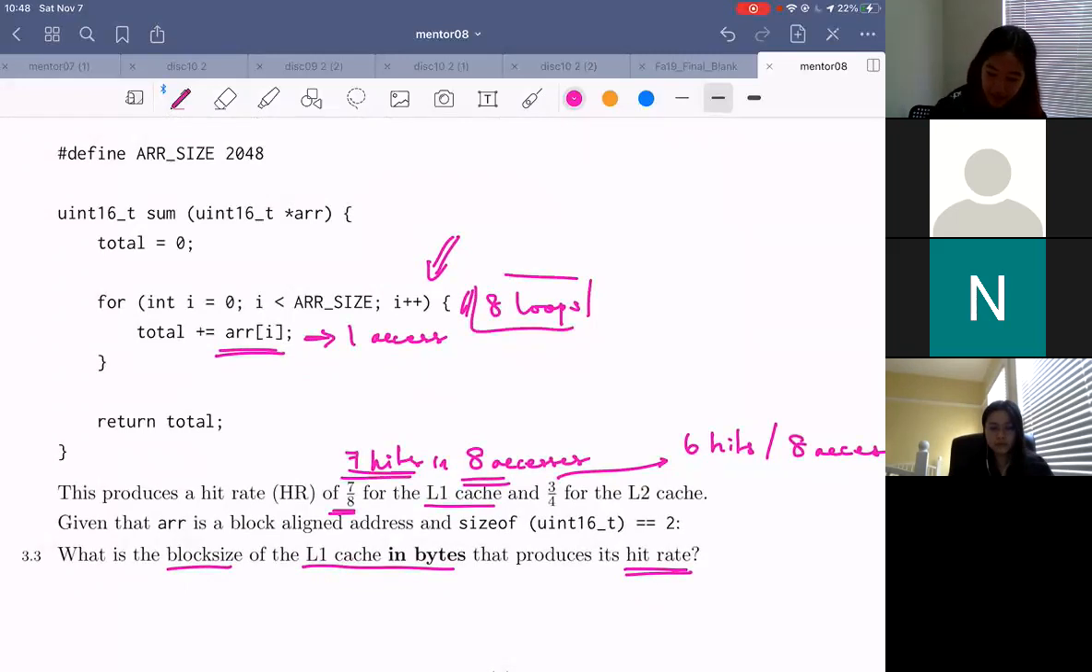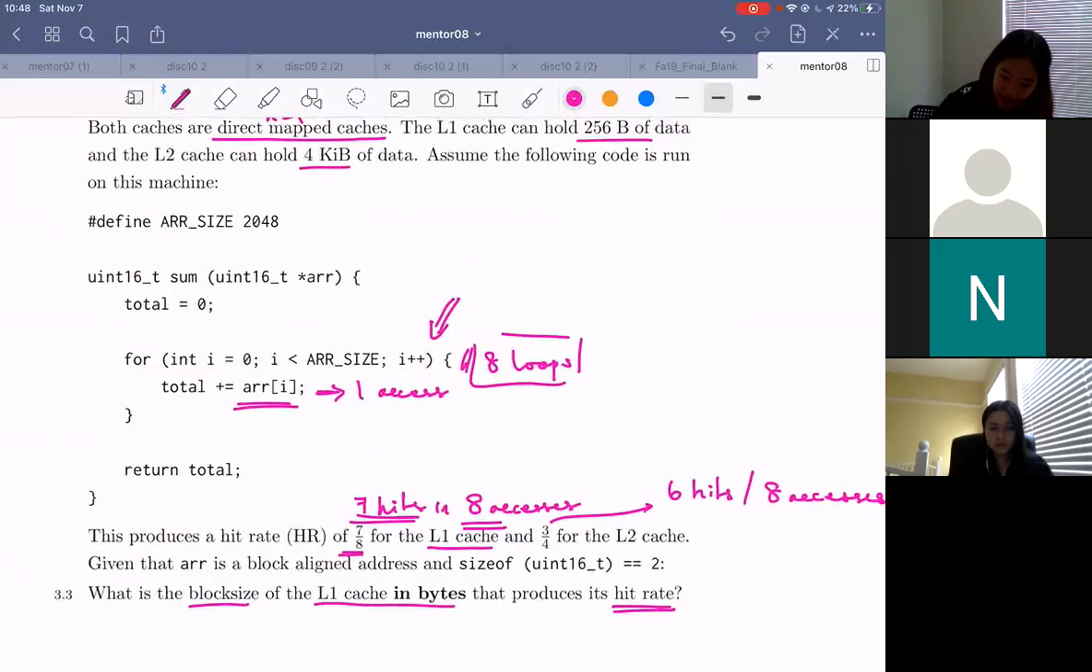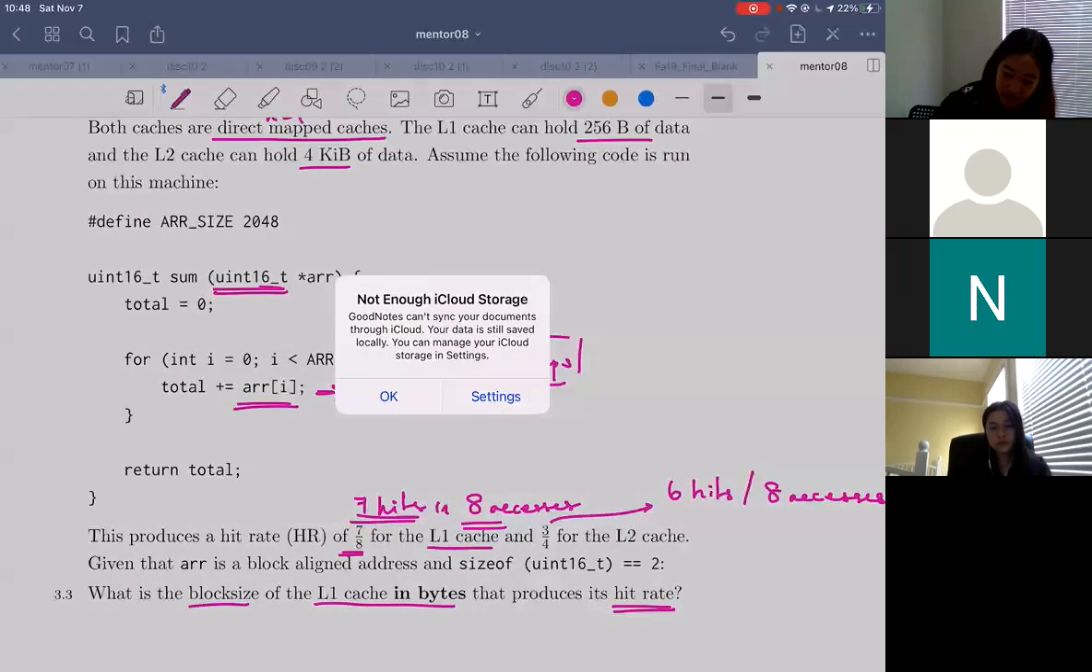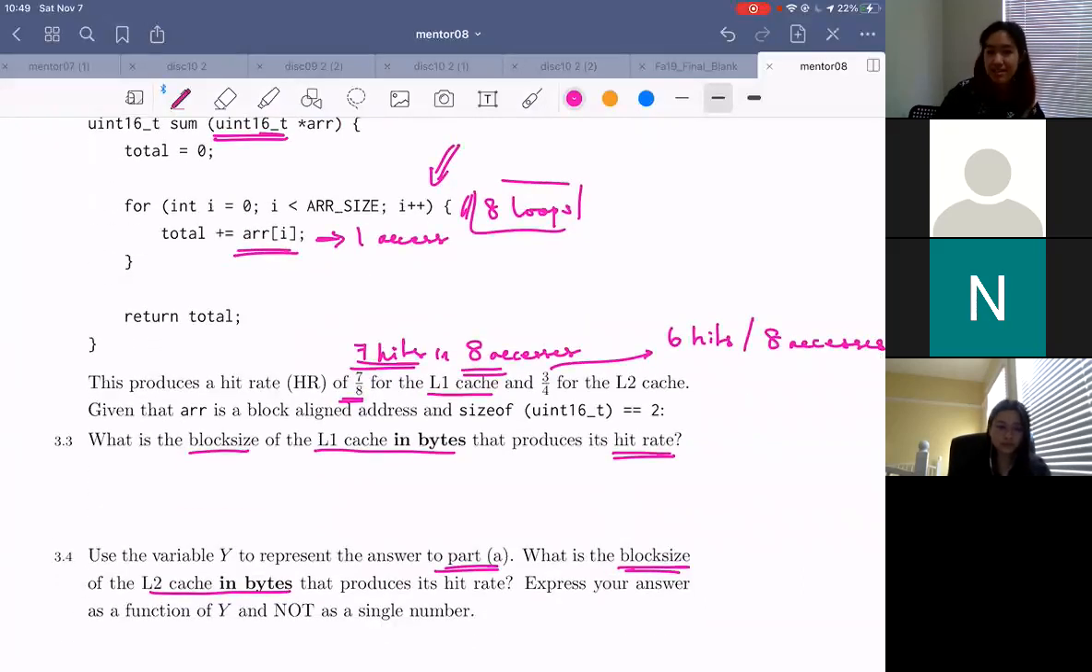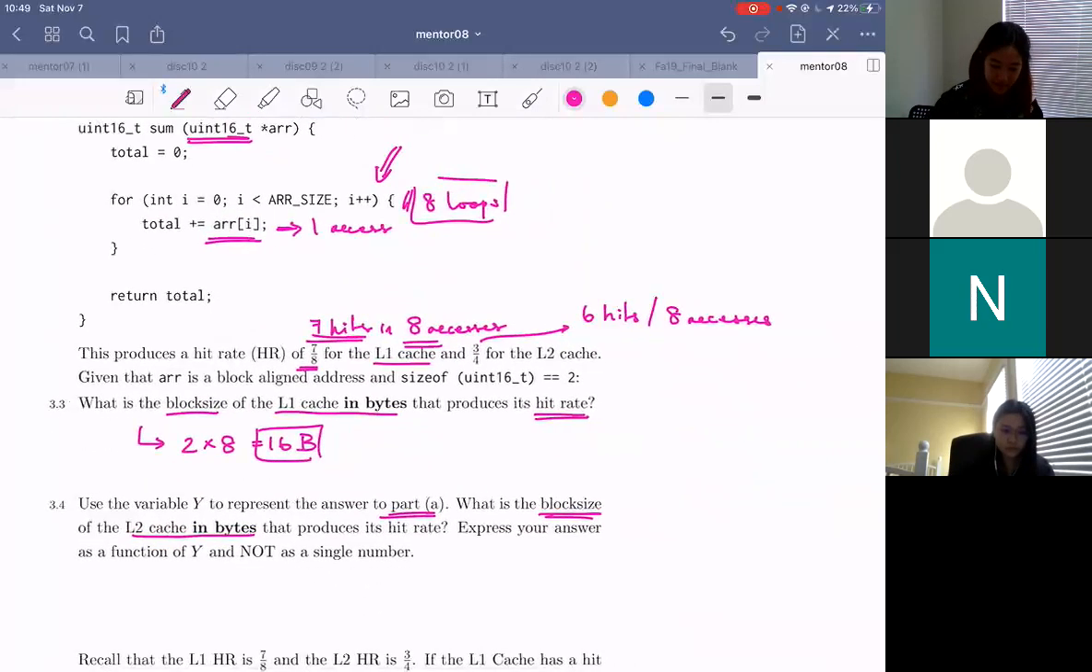Looking at how this actually works, the items we're accessing in the array are uint16_t, which are 2 bytes given the problem specs. So 8 accesses will be 8 different values in the array. That means our total block size is going to be 2 times 8, which is 16 bytes for L1. Are there any questions for this?